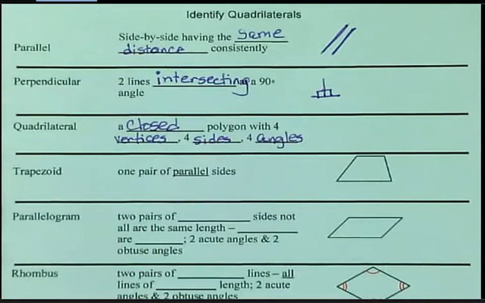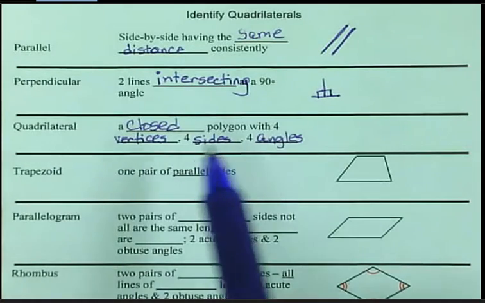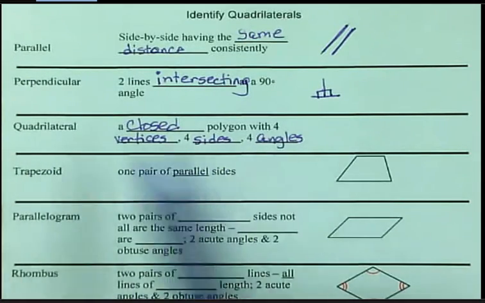But there are different kinds, right? We saw that there were different kinds of triangles, even though they all had three sides, three angles, and three vertices. Now we have quadrilateral with four vertices, four sides, and four angles.